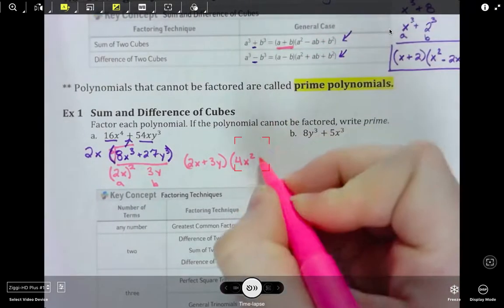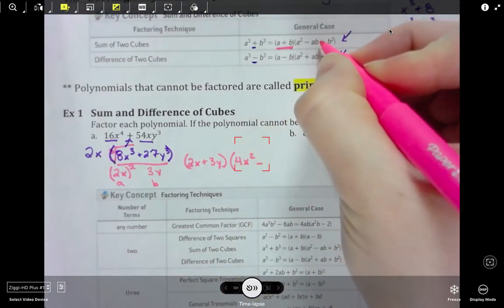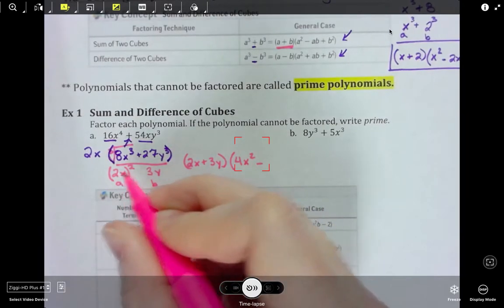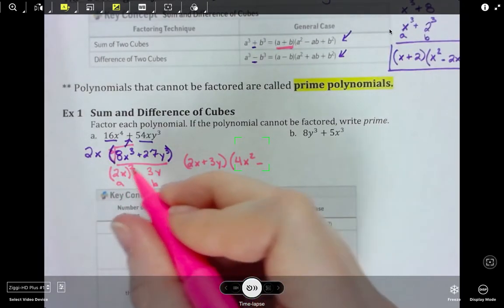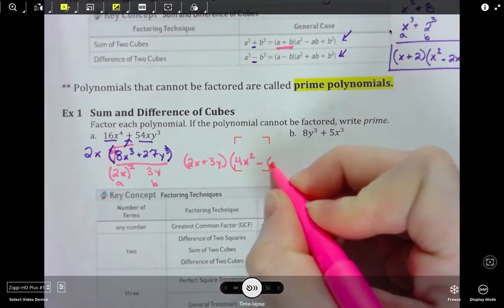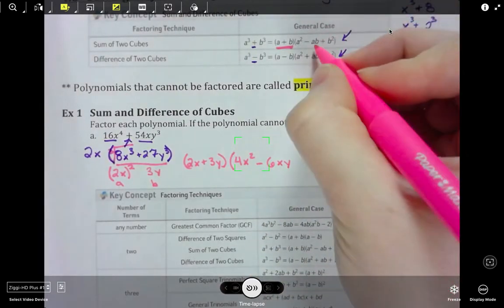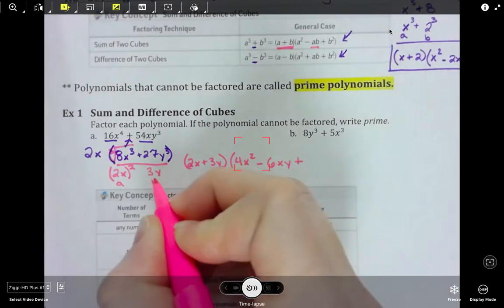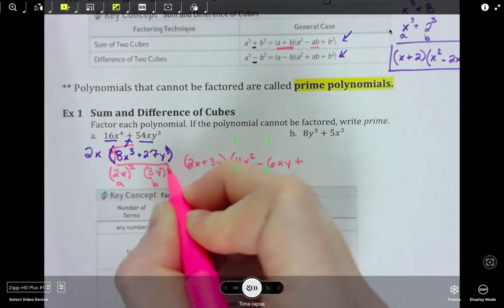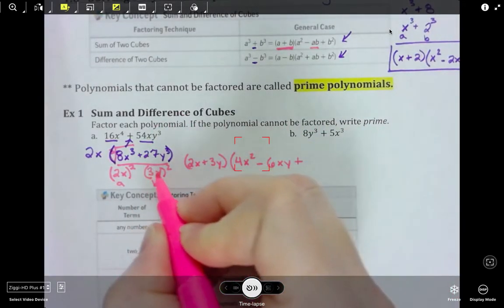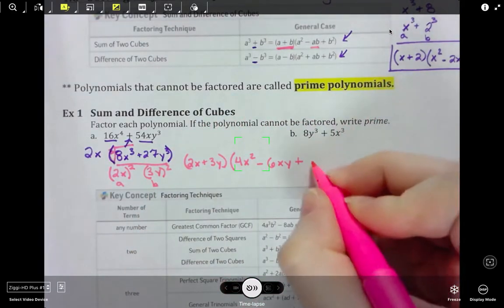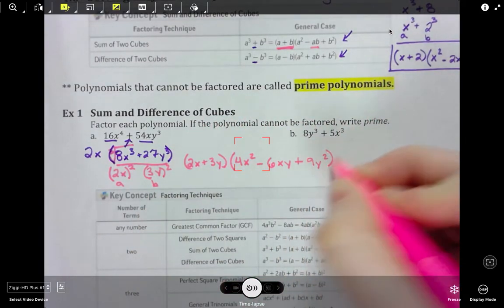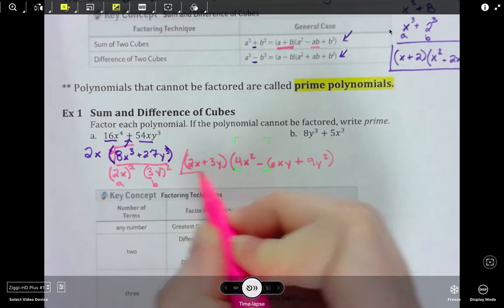Then I have minus a times b. A is 2x and b is 3y, so 2x times 3y is 6xy. That's this ab. And then I have plus b squared. So plus b squared, I want to take 3y and square it. But 3y squared is actually going to be 9y squared. And that's what it will look like completely factored down.